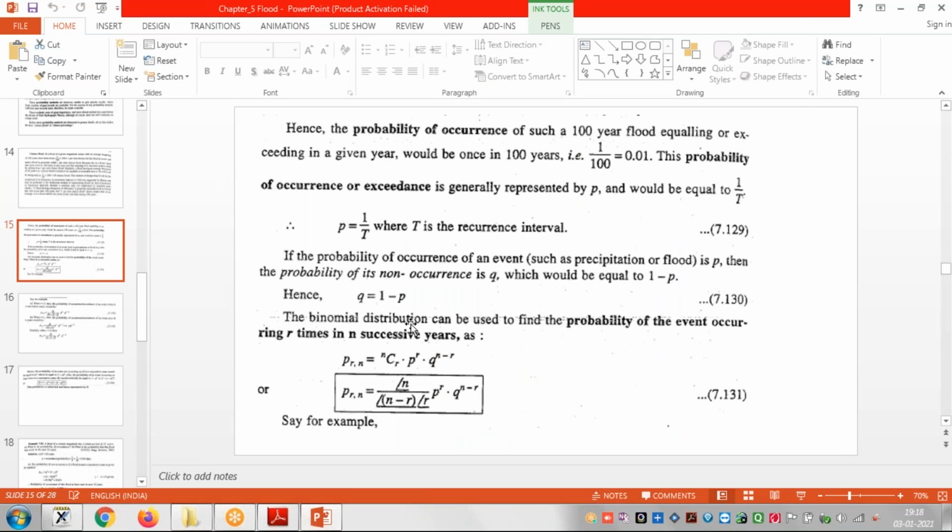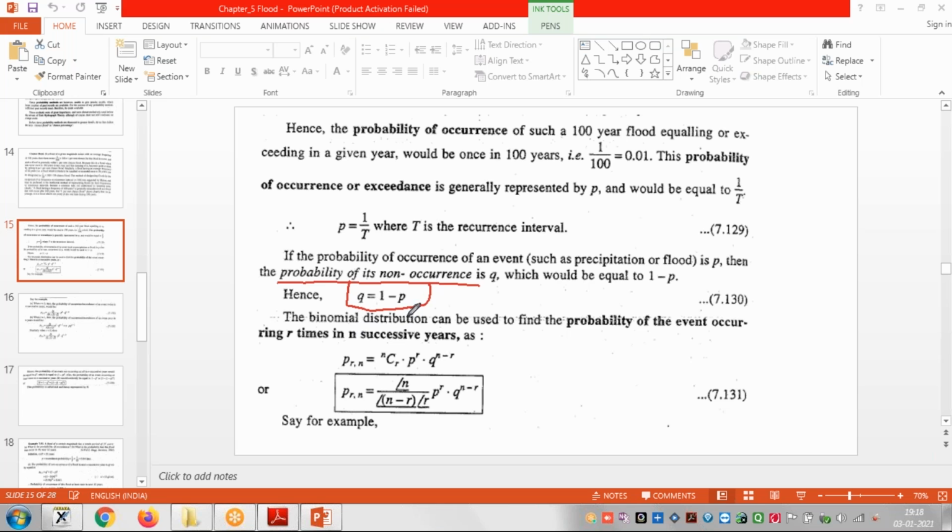Here the same, you can see the probability of the event occurring r times. Now, there are two terms. First, the probability of not occurring. Here you can see the probability of non-occurrence. Probability of non-occurrence means what is the chance that the flood will not come. So in that case, this is the formula.